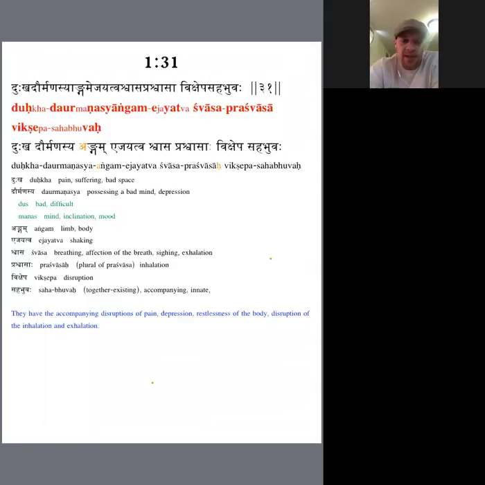And what it says is that sahabhuvah, the blocks are then accompanied by disruptions in the inhale or the exhale, shvasa prashvasa. So disturbed breathing means that one of the blocks is happening. Angamejayatva, shaking of the limbs, is another sign that one of the blocks is happening. Duhkha, being in a bad space. And daurmanasya means having a bad mind or depression.